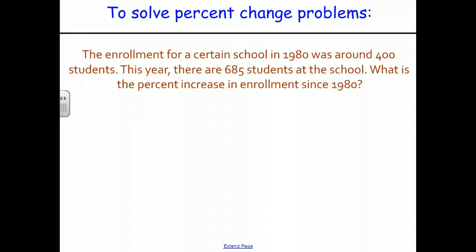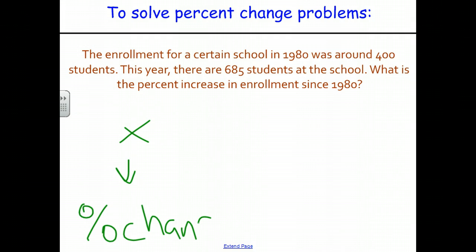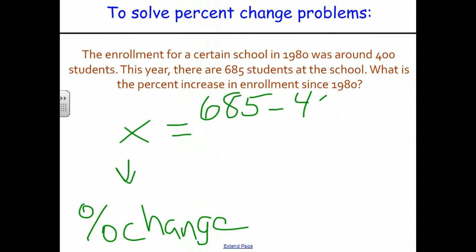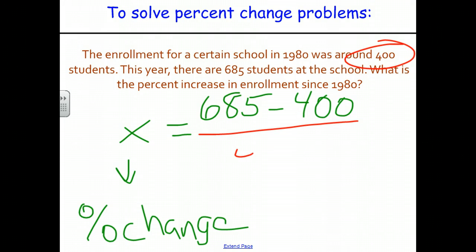In this case, the percent change is what is unknown, so our x is our percent change, and we're looking for the comparison of the amount of change. The amount of change is 685 minus 400. Neither 685 nor 400, they are both specific amounts at points in time. The amount of change is what you get when you subtract them from each other over the original amount. The original amount in this case is the change from 1980, 400. What percent of 400 was increased for the school between 1980 and now?